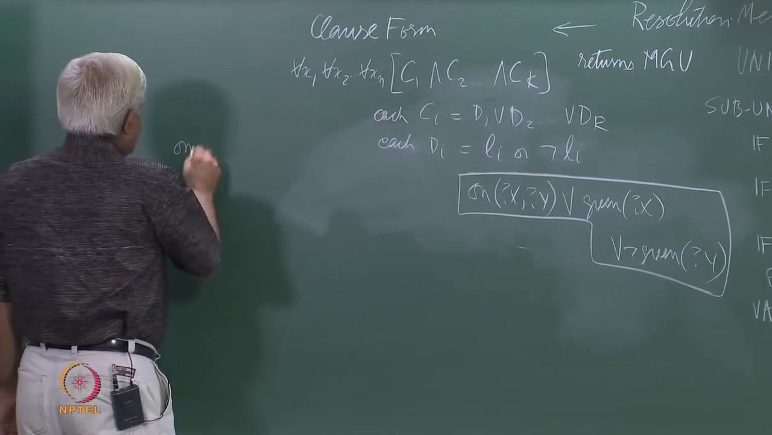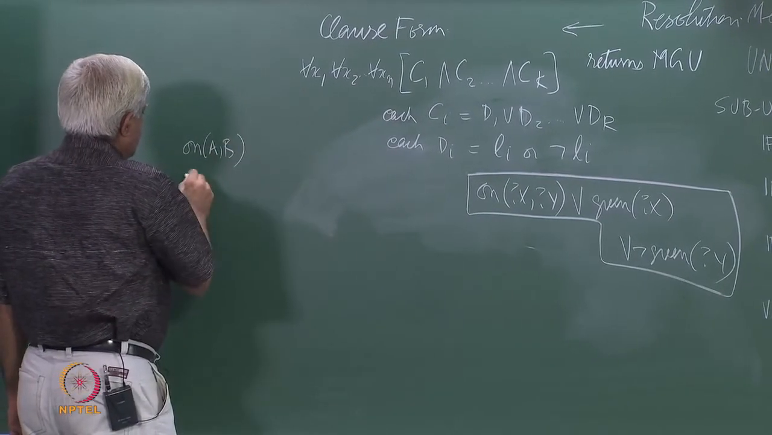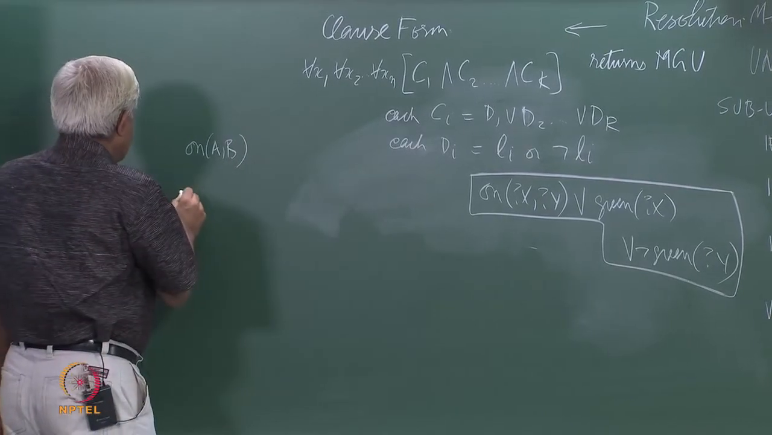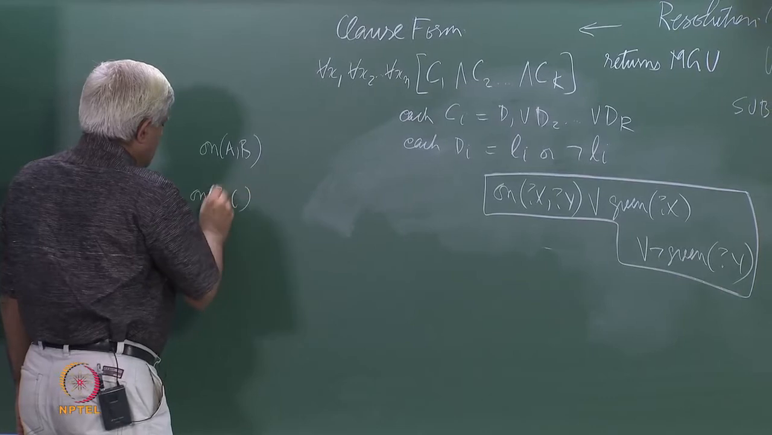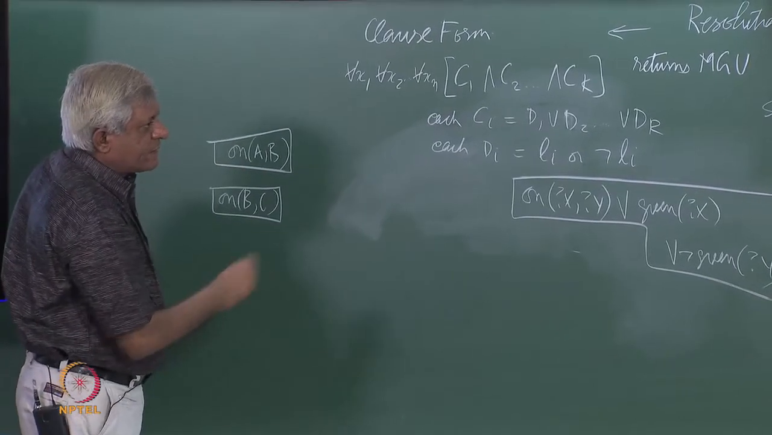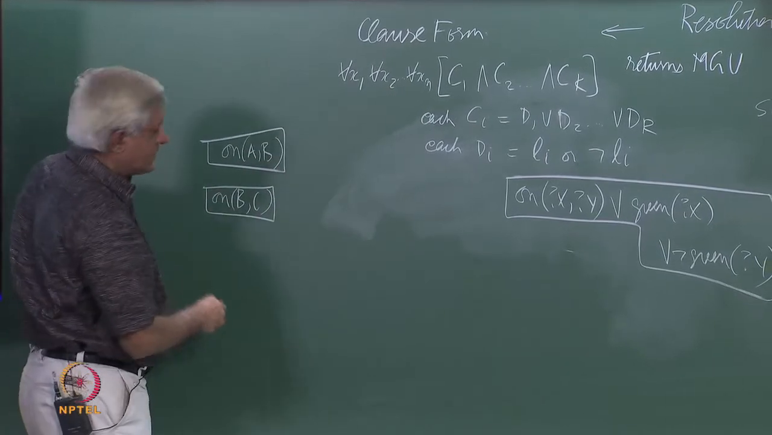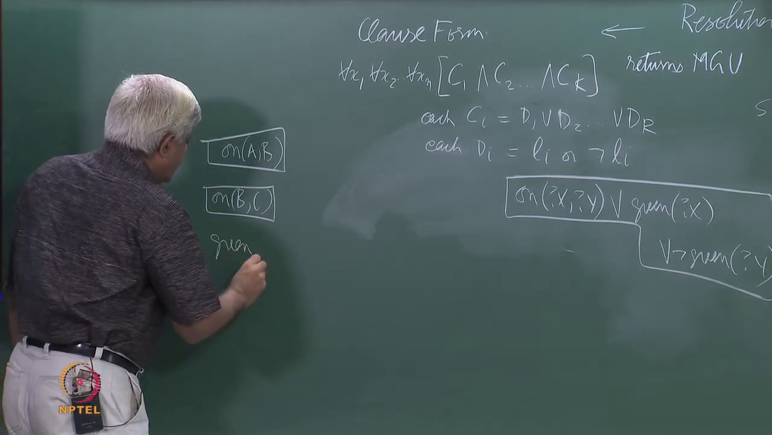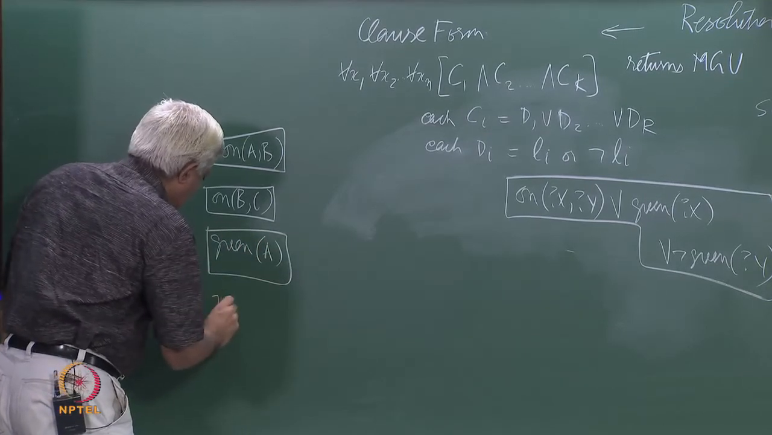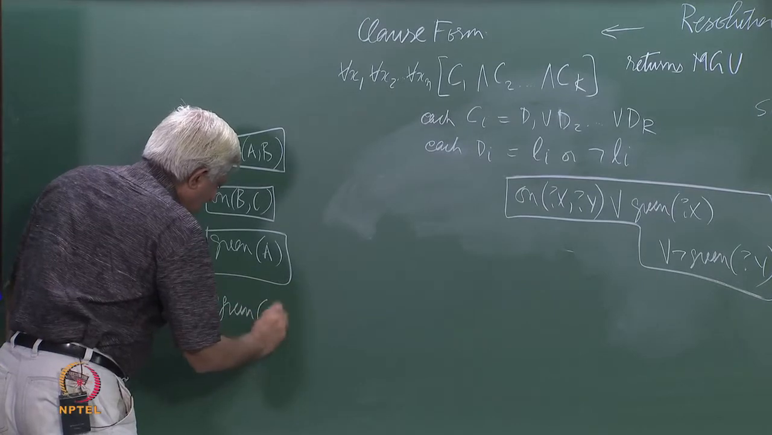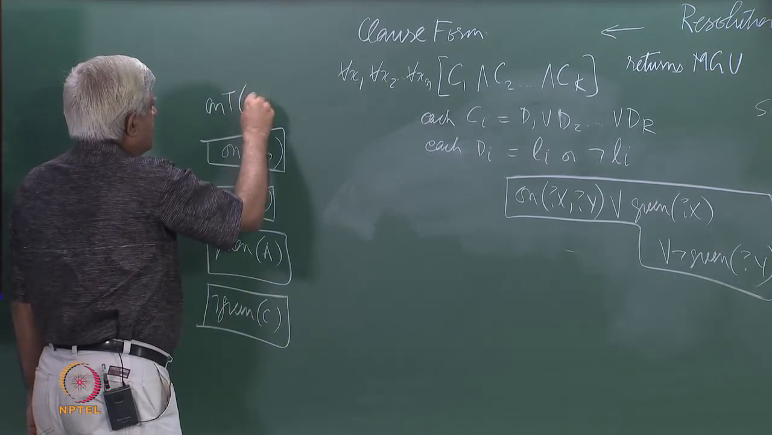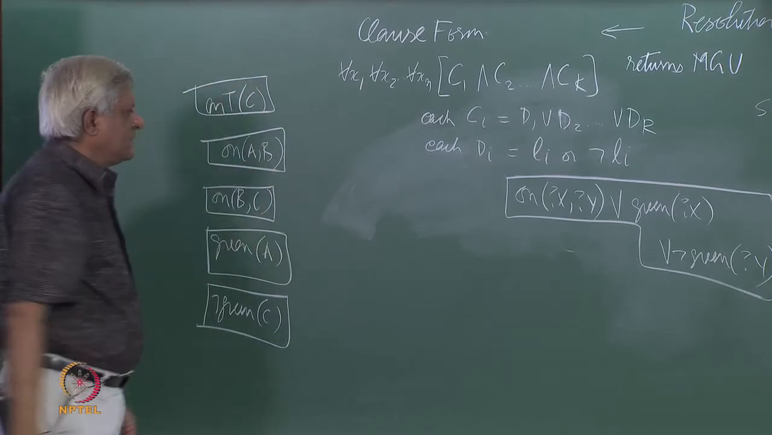on a b and on b c. So let us forget on table c, that is not useful for us. You can write it, but it does not help us. Green a. And let us say on table c is here. Anyway, we do not really need that.